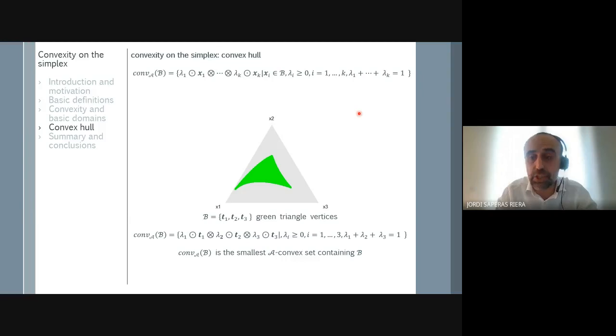Applying this definition, we can see that the 3 points convex hull is a triangle in the simplex. So this is an Aitchison triangle.